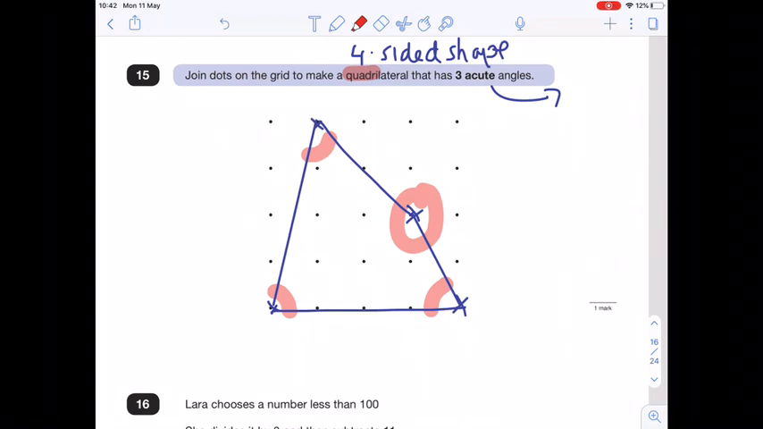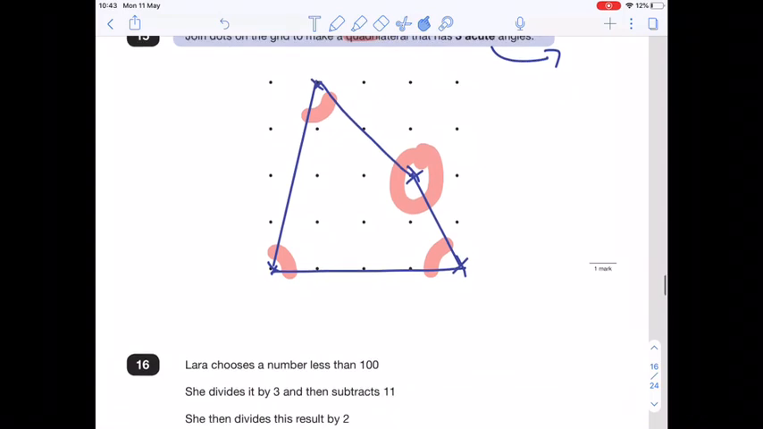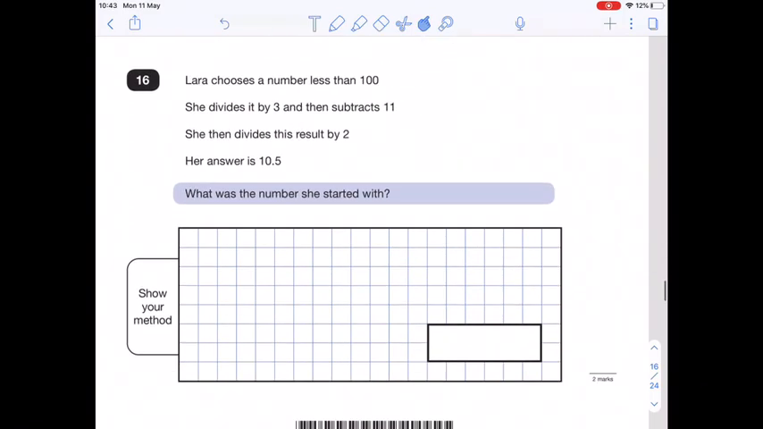Okay, next one. Laura chooses a number less than 100. She divides it by 3 and then subtracts 11. She then divides this result by 2 and her answer is 10.5, and we want to know what was the number she started with. Now, I have told you this before, but where you've got an answer and you need to find out what you started with, the way you do it is to work backwards and in reverse. So you start with 10.5 and then you do the opposite but going backwards.